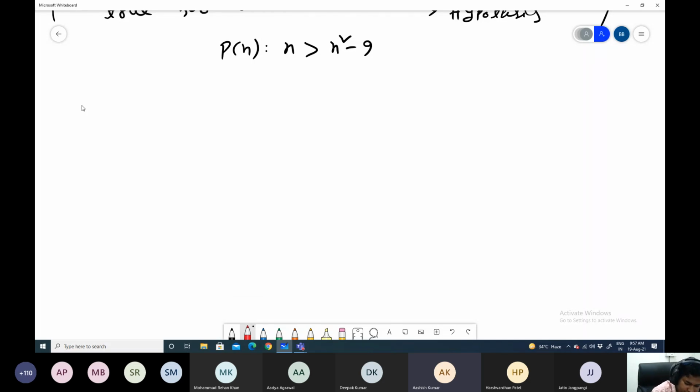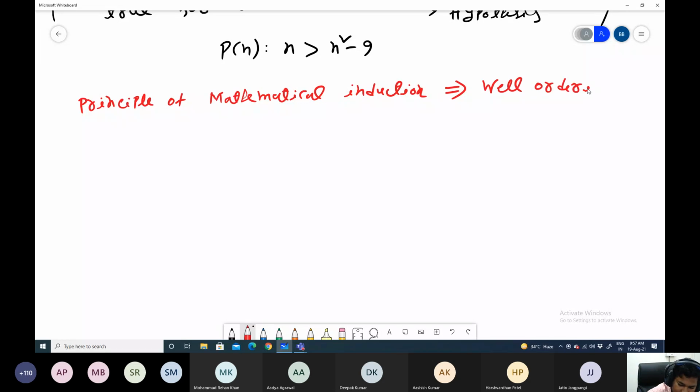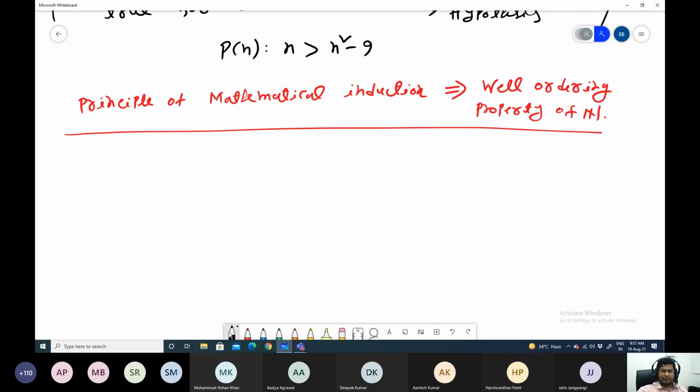Okay. So first we prove that the principle of mathematical induction implies the well-ordering property of N. So we assume the principle of mathematical induction, and we prove the well-ordering property of N. So actually, we want to prove that.